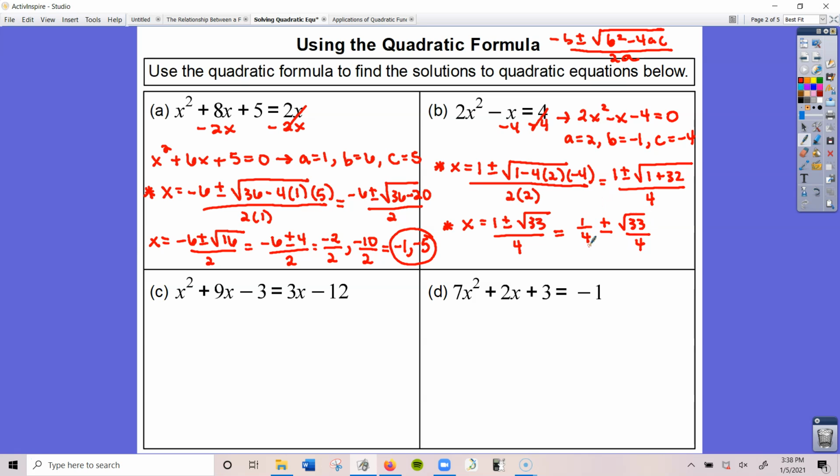So like I said, 1 over 4 plus the square root of 33 over 4 and 1 over 4 minus the square root of 33 over 4. So these technically represent two solutions.